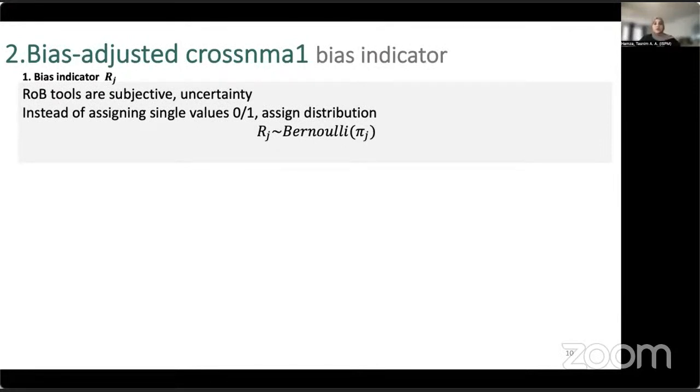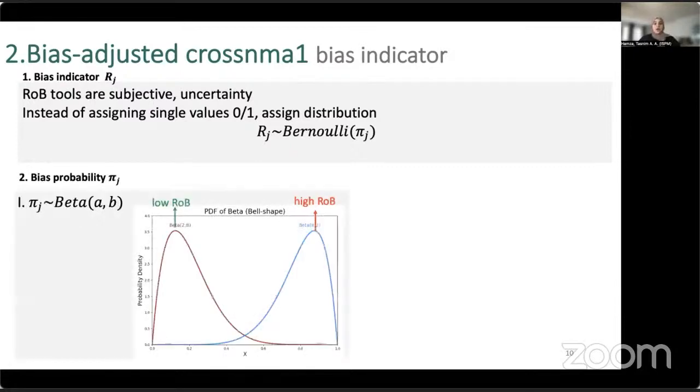However, we know that the judgment using these tools is subjective and carries much uncertainty, and we reflect this uncertainty by assigning a Bernoulli distribution to the bias indicator, which will provide 0 or 1 to R. But now, to estimate the probability of bias in each study, we either assign a beta distribution. Low risk of bias studies are given a distribution skewed towards 0, and high risk of bias studies skewed toward 1. Or we could estimate the bias probability using study characteristics through this logistic model.